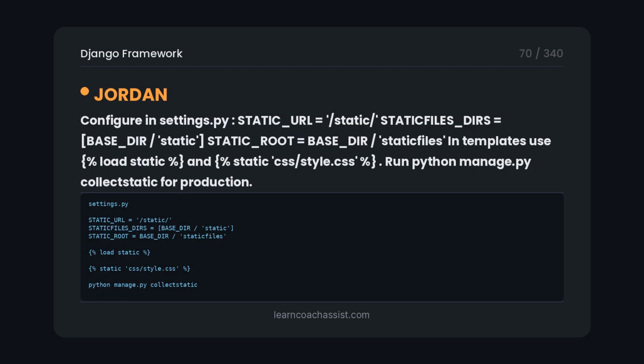How do you serve static files in Django? Configure in settings.py: STATIC_URL = '/static/', STATICFILES_DIRS = BASE_DIR/'static', STATIC_ROOT = BASE_DIR/'staticfiles'. In templates use {% load static %} and {% static 'css/style.css' %}. Run python manage.py collectstatic for production.